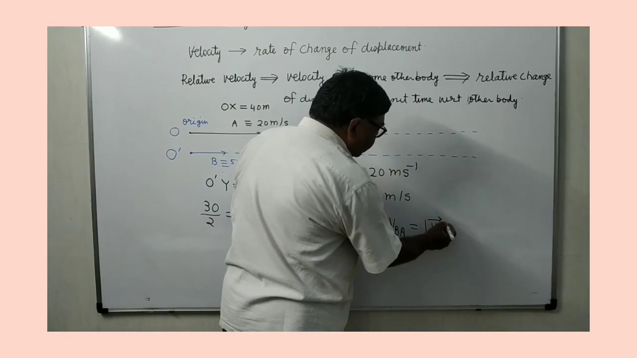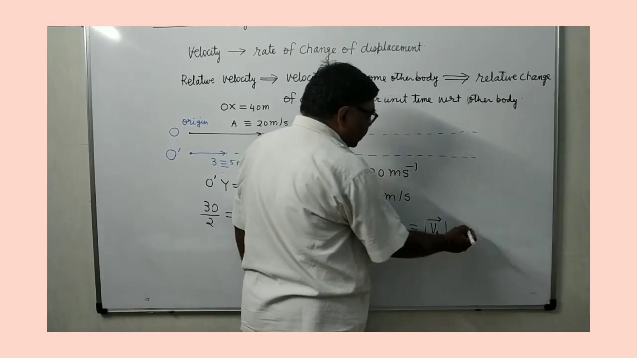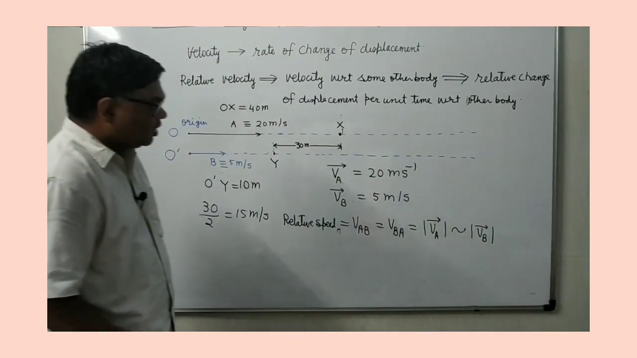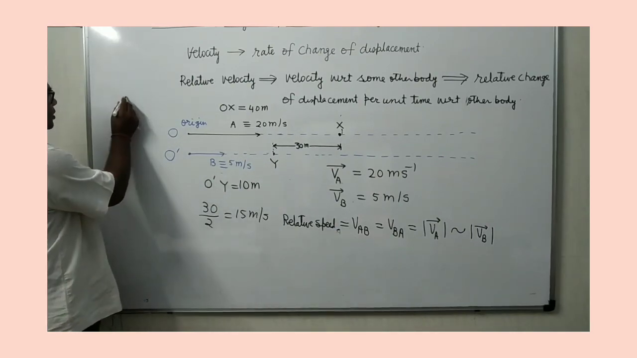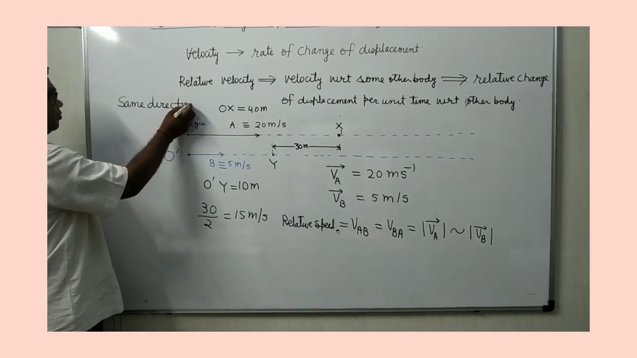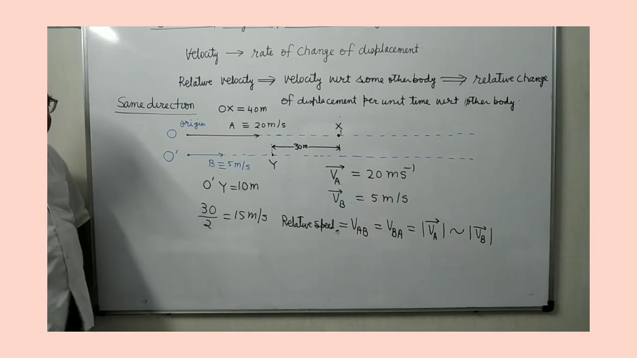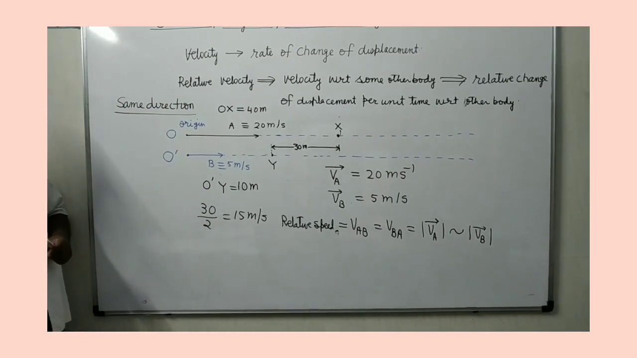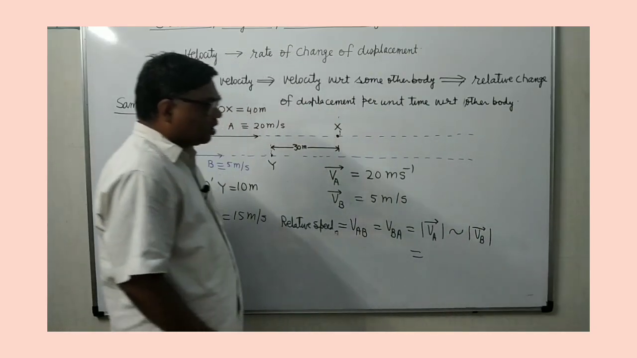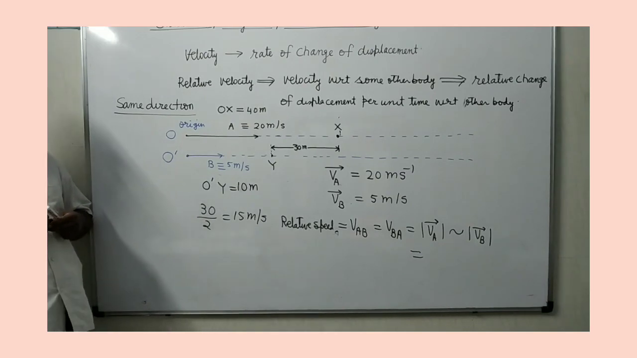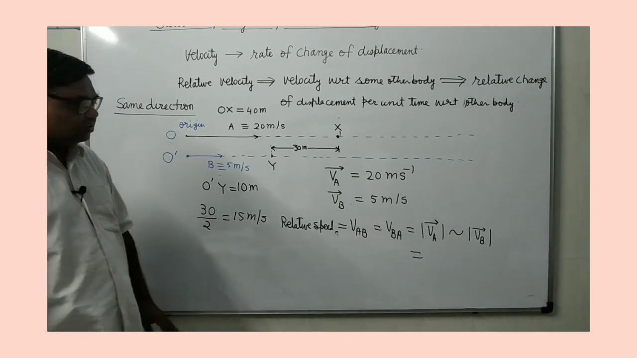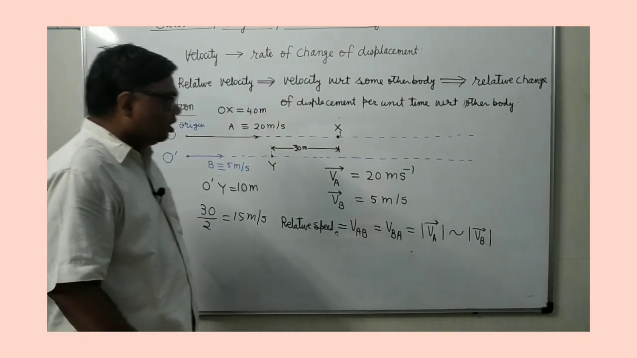Simply the difference of their speeds. It's clear? This sign is of difference. You can see here when they are moving in the same direction, relative speed is simply the difference of their speeds. Means it will be equal to modulus of vector VA minus modulus of vector VB, the difference of their speeds. We will not take any plus or minus sign.